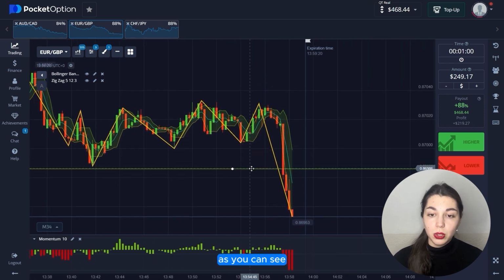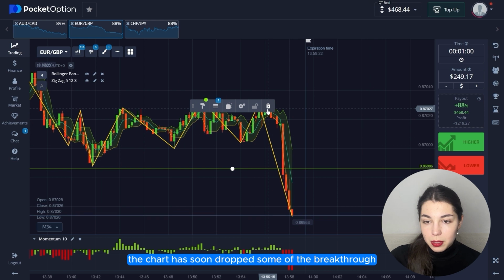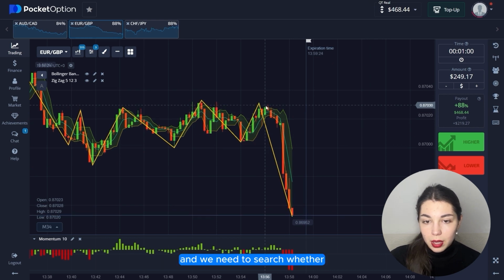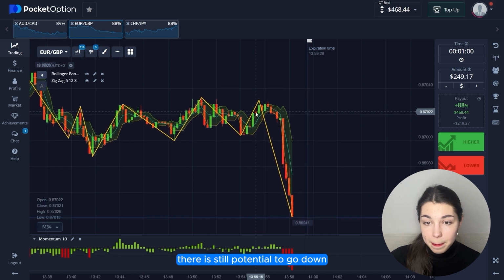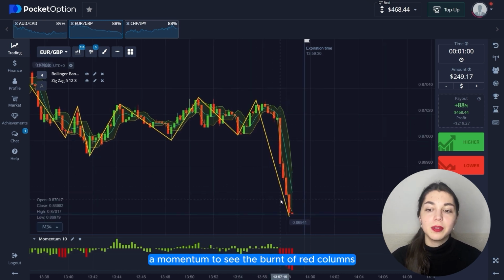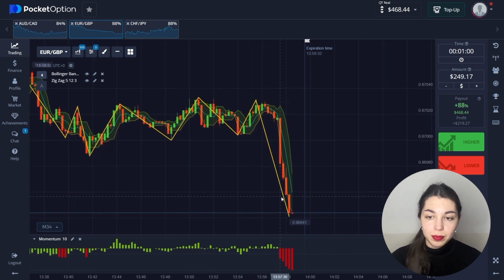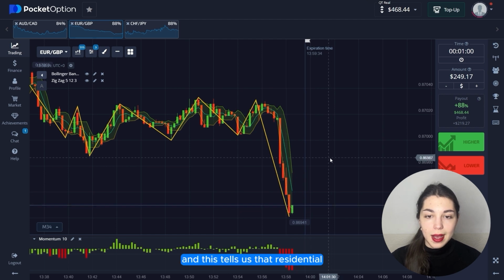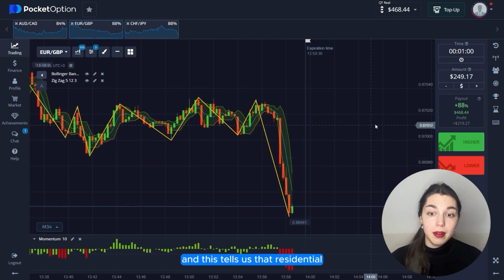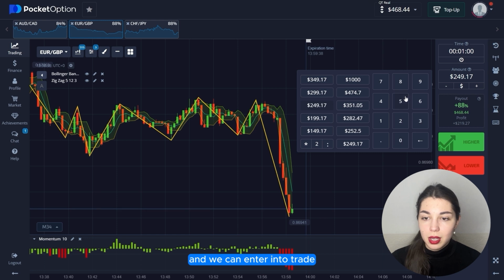As you can see, the chart has significantly dropped since the breakthrough, and we need to assess whether there is still potential to go down. On momentum, we see the appearance of red columns. And this tells us that there is potential and we can enter into a trade.